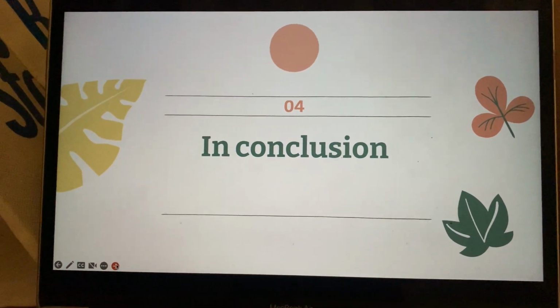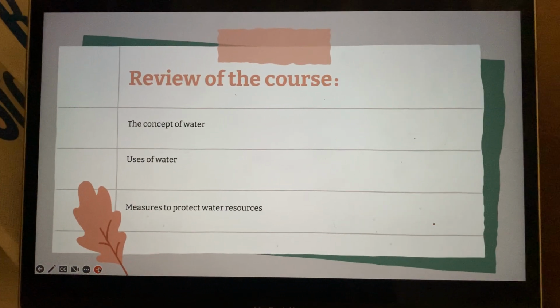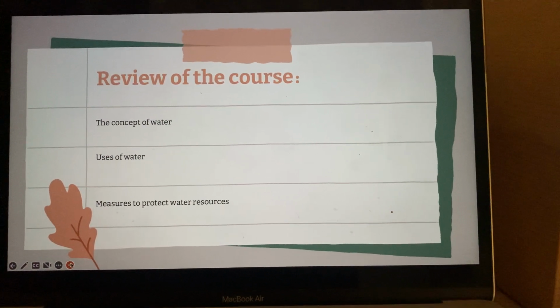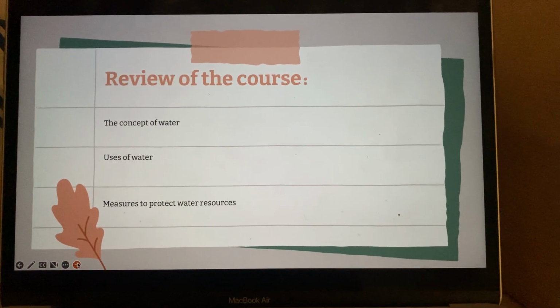So in this microlesson, I introduced the concept of water and the uses of water, and I also mentioned some measures to protect water resources.